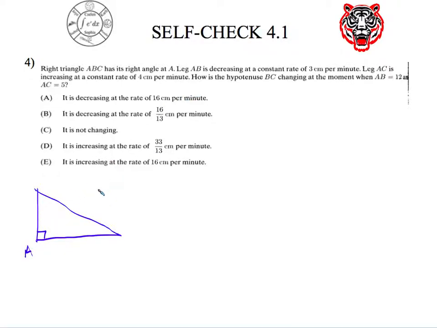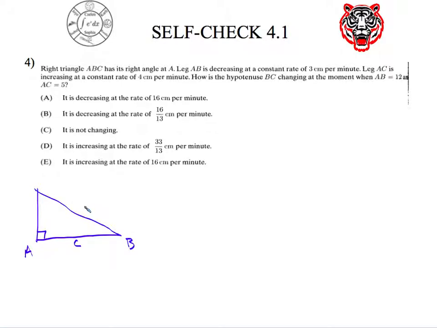Again, you should always try to make a picture when you're doing these problems because they are a little bit harder to visualize. Leg AB, so AB is decreasing at a constant rate. I'm just going to arbitrarily say that this is going to be B, which means that this leg right here is decreasing at a rate of 3 centimeters per minute. So I'm going to call this whole length C.